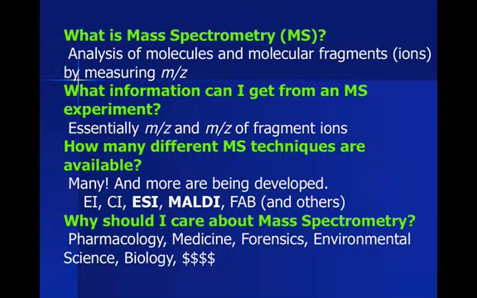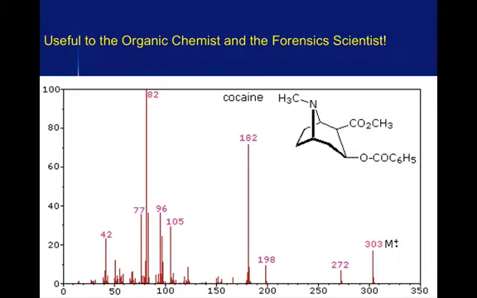So, what is mass spectrometry? Mass spectrometry is the analysis of molecules and molecular fragments, their ions, by measuring the mass to charge information. The information that you essentially get is the mass-to-charge ratio and the intensity of those mass-to-charge ratios. But if you're clever, you can use that information to do a whole lot of stuff. How many different mass spec techniques are there? There are a lot, but the common ones are electron ionization, which gives us spectra that look like this, which is what the forensic scientists like to use.